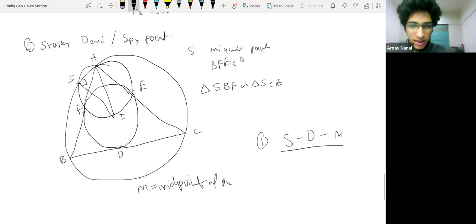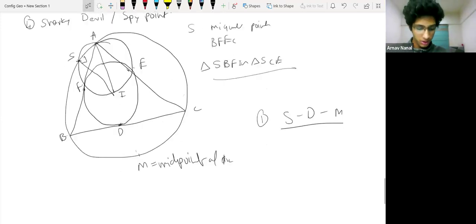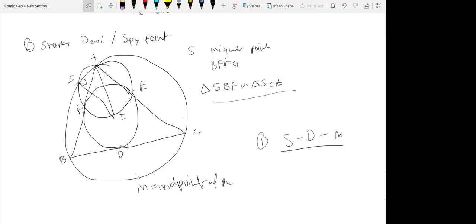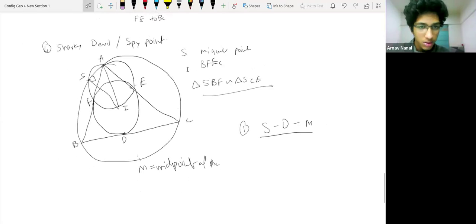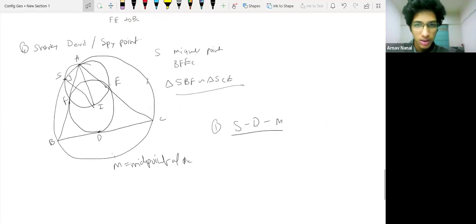I think we're short of time, so I'll just skip the proof for now. It's trivial by ratio lemma. You calculate BS upon SC by this similarity, and then you use BM equal to CM and BD upon DC. So I'll just skip that for now if that's fine. So one just has to compute the ratio. True. You can do that. It's no big deal.